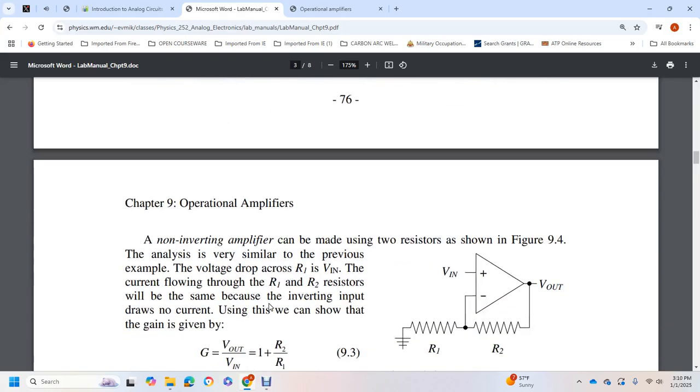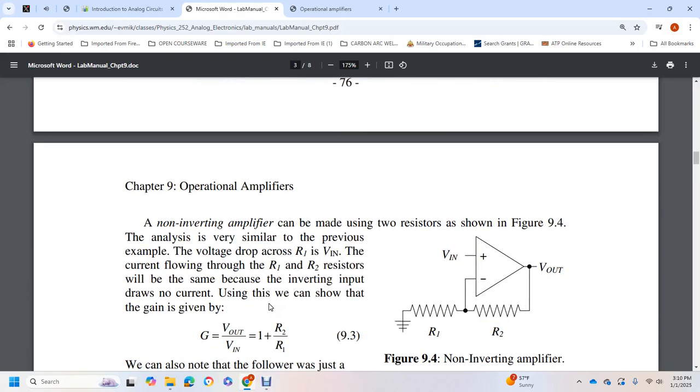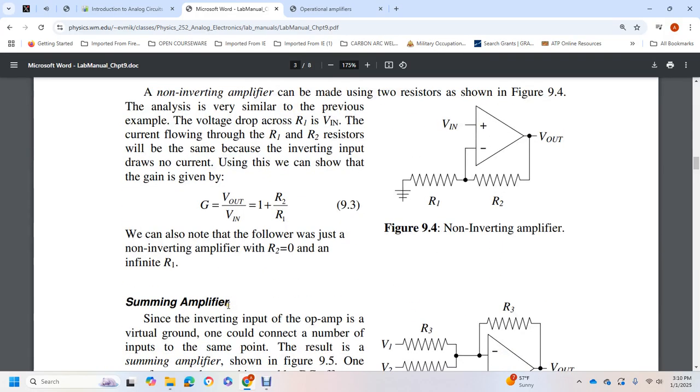Non-inverting amplifier. A non-inverting amplifier can be made with two resistors, shown in Figure 9-4, with an analysis very similar to the previous example. The voltage dropped across resistor 1 is the input voltage, and the current flowing through resistor 1 and resistor 2 will be the same, since the inverting input draws no current. The gain is voltage output over voltage input, equal to 1 plus resistor 2 over resistor 1. We can also see the follower as a non-inverting amplifier with resistor 2 at 0 and resistor 1 infinite. So Figure 9-4 shows your non-inverting amplifier.